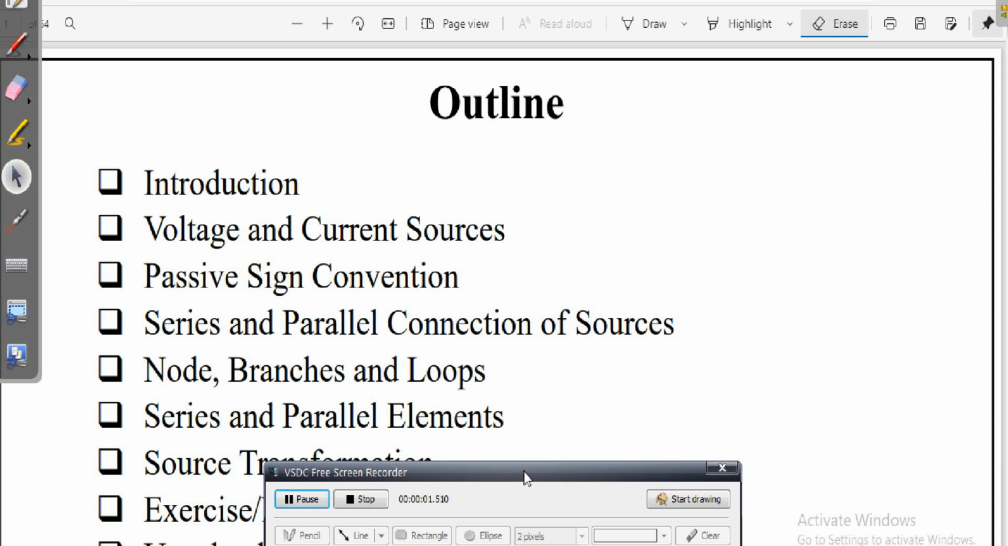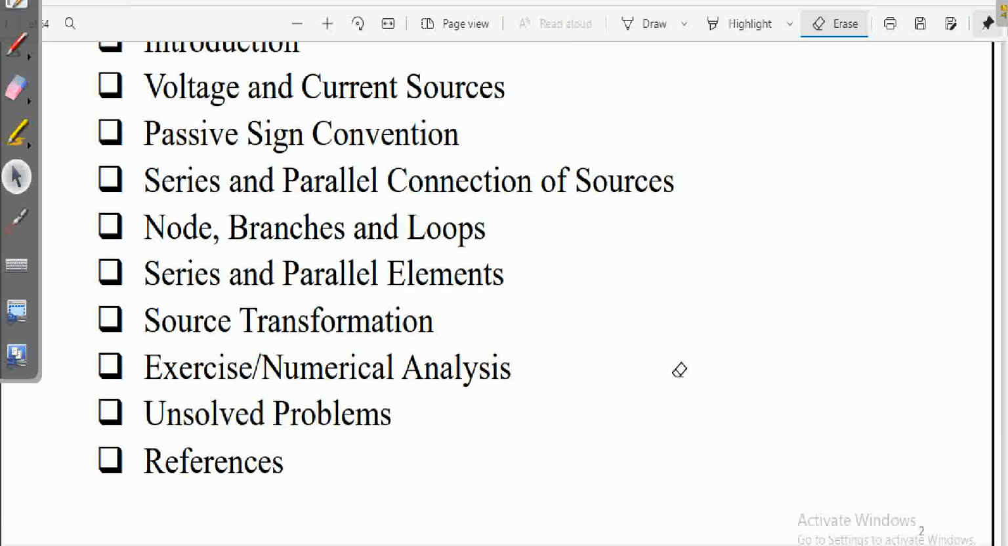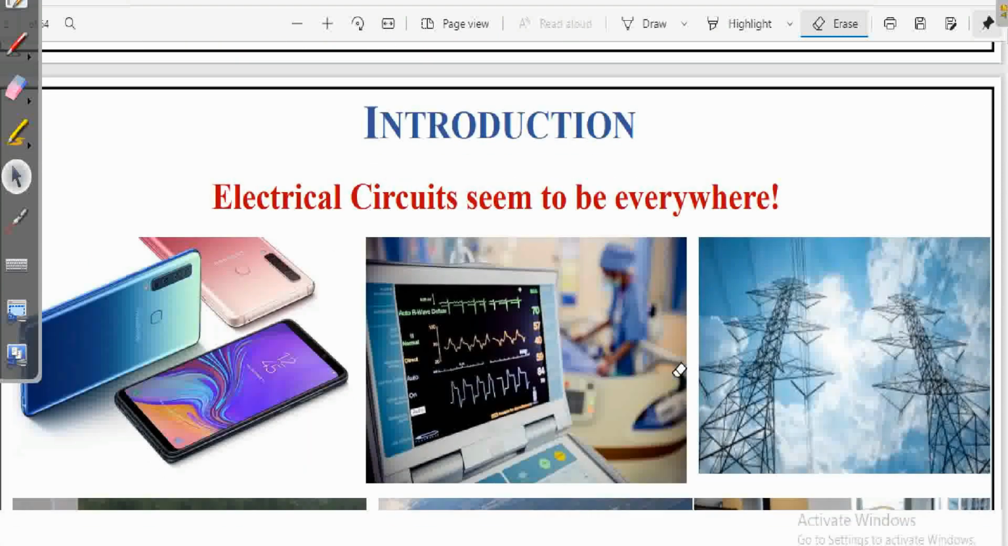Hello students, let us see some analysis of DC circuits. In this topic we are going to see some of the topics which I have already discussed. Your outline includes introduction, voltage and current sources, passive sign convention, series and parallel connection of sources, nodes, branches and loops, series and parallel elements, source transformation, some numerical analysis, and some unsolved problems. So this is the introduction.